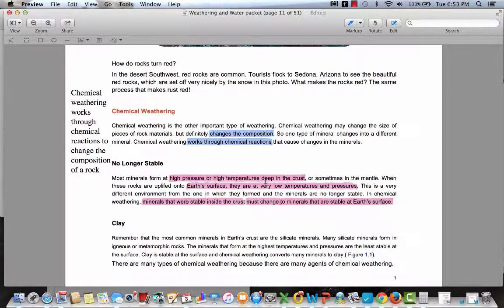High pressures or high temperatures deep in the crust. At Earth's surface, there's low temperatures and low pressures. So minerals that were stable inside the crust must change into minerals that are stable on the Earth's surface. Work with your elbow buddy to develop a one-sentence summary of this no longer stable. Please pause the video.